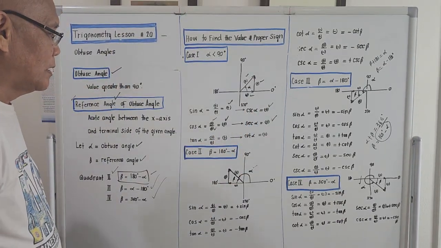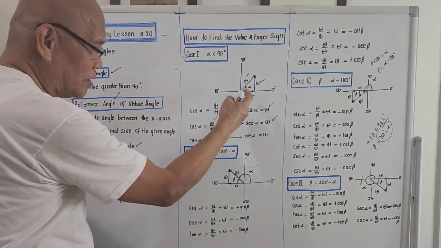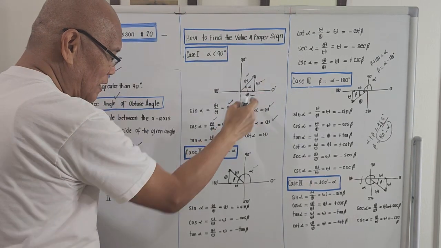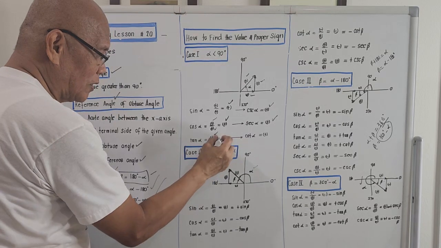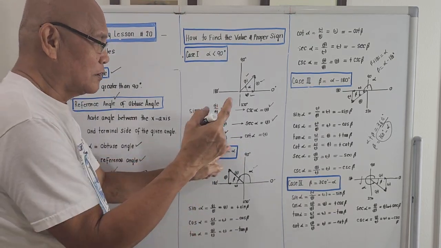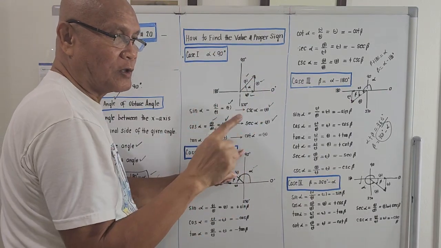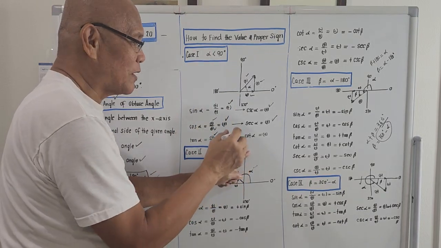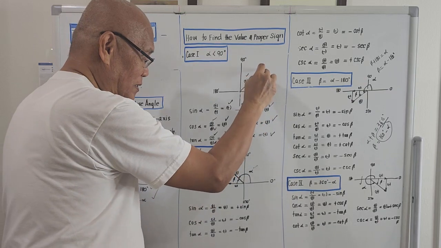For tangent, tangent is opposite over adjacent. Considering alpha, this is opposite, this is adjacent. A plus and a plus, tangent will be a plus and a plus. So the ratio will be a plus. And to take the proper sign of a cotangent under the first quadrant, just take the reciprocal of the sign of the tangent. So 1 over a plus will be a plus. So the proper sign for a cotangent will be a plus under quadrant number 1.